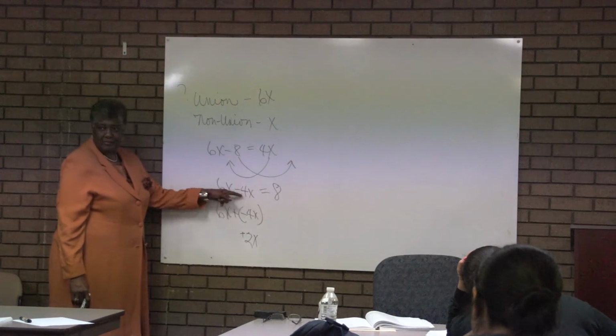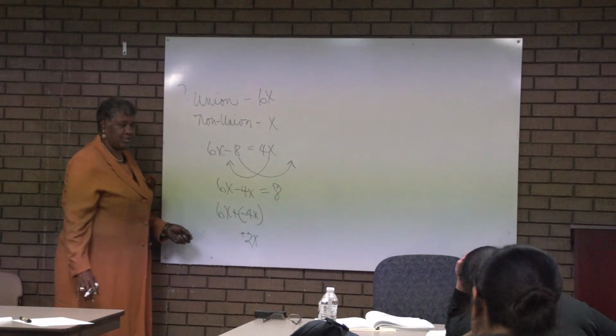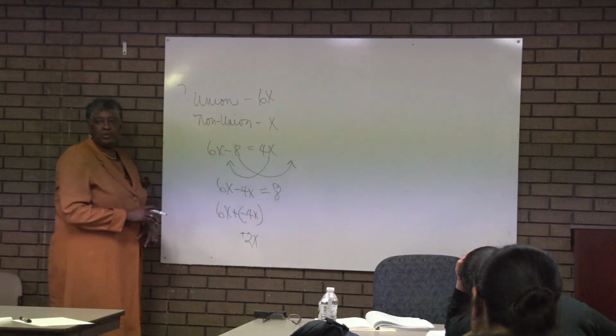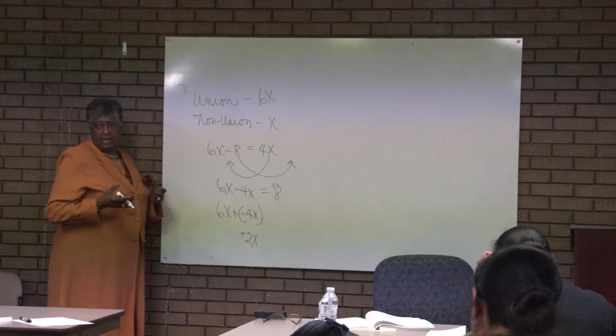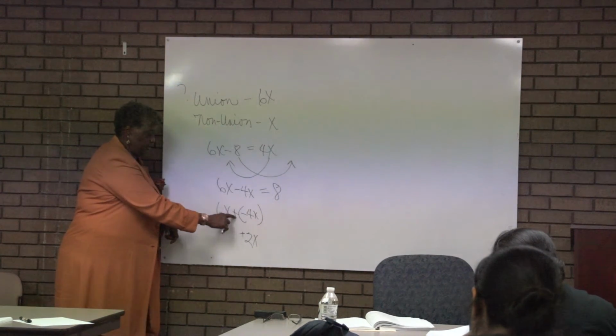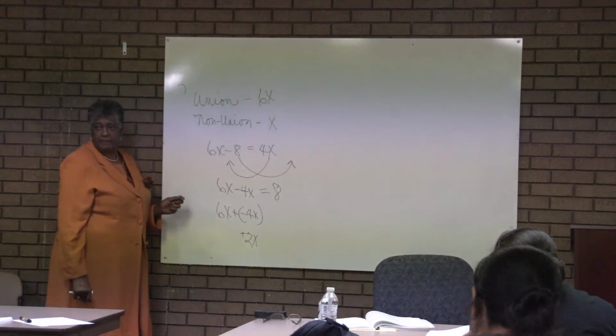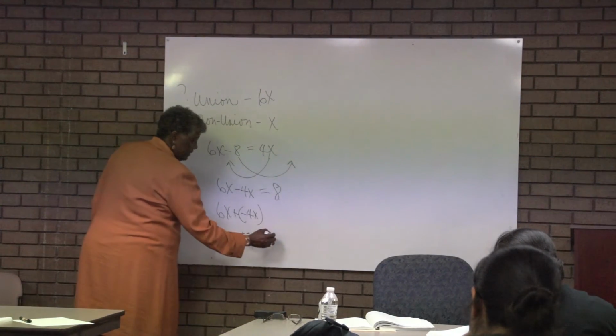You would have got the same thing if I did it here. 6 take away 4, okay? But that's what you were looking for, because people do get confused when we talk about negatives and then we talk about subtract, because they think it's two different things, but it's not. This is saying you're subtracting a positive, or you're adding a negative, it's the same thing. So we still now have 2x is equal to 8.